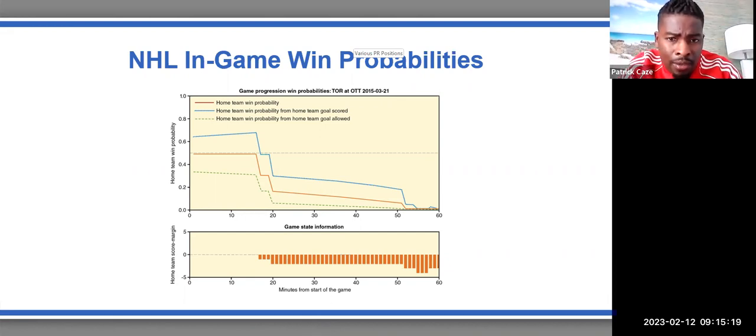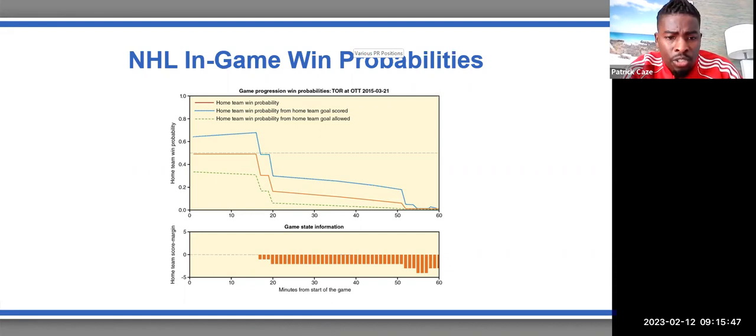When home team goals allowed, what's the chance of us winning? Boom. I know you can't see me, but this just gives an idea of, in general, what's the probability of us winning our home game? What's the probability of us winning the game if we score? What's the probability of us winning if the other team scores? And so you get different aspects.